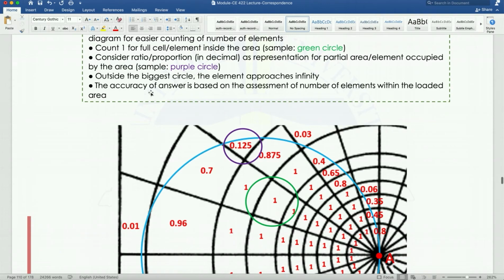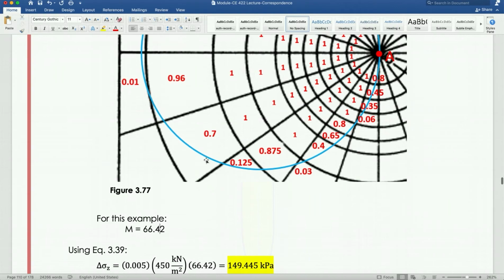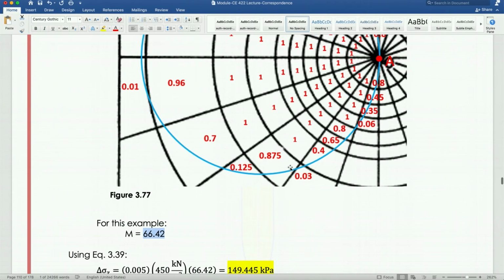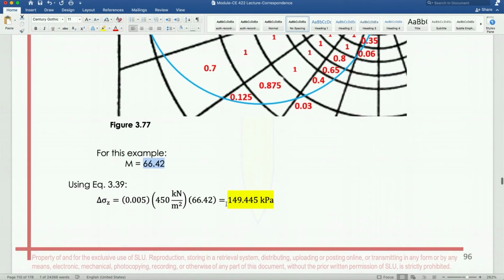Okay? Then the accuracy of the answer is based on the assessment of numbers and elements with the loaded area. So I repeat, the accuracy is based on the assessment of number elements within the loaded area. So depende yan sa pag-assess mo. Okay? So using our equation, delta sigma Z is equivalent to IV. Our IV is 0.05. Our Q is 450 times our M, our assessment, is 66.42. Therefore, delta sigma Z at point A, at this point, 3 meters below, is equivalent to 149.455 kilopascals.